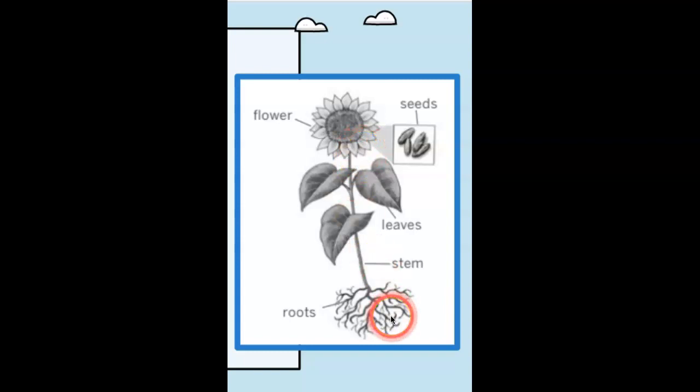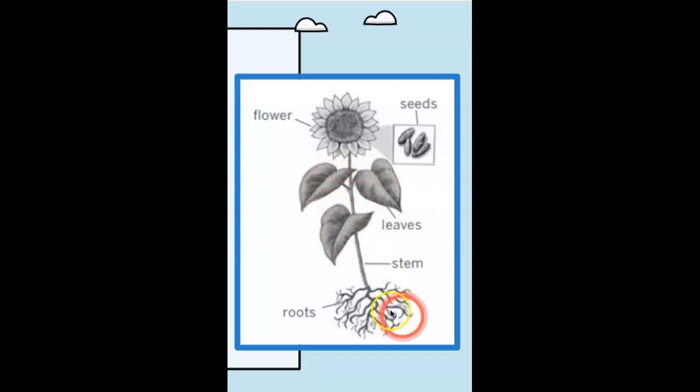As the water and nutrients travel up the stem, they reach the leaves. Right here you see the leaves. On this plant there are 1, 2, 3 leaves. Say the word leaves. Leaves. Leaves are usually green, but they can be other colors too.